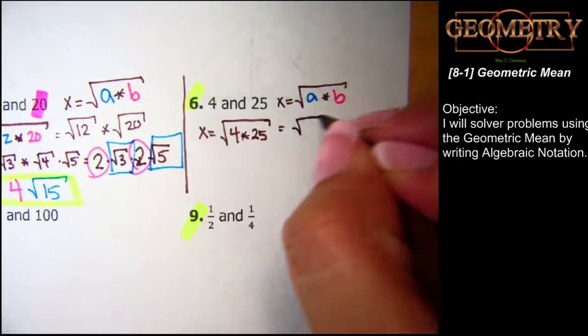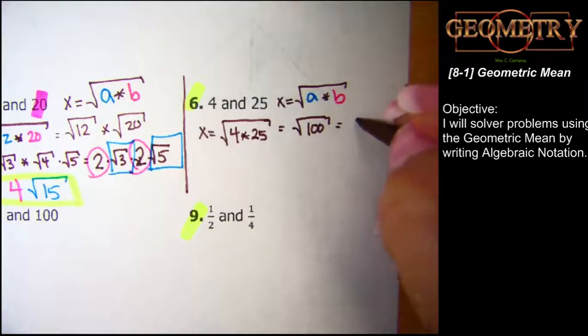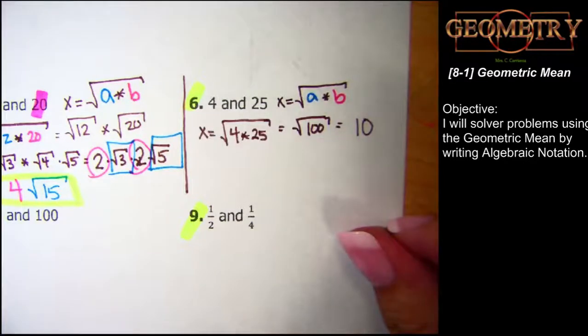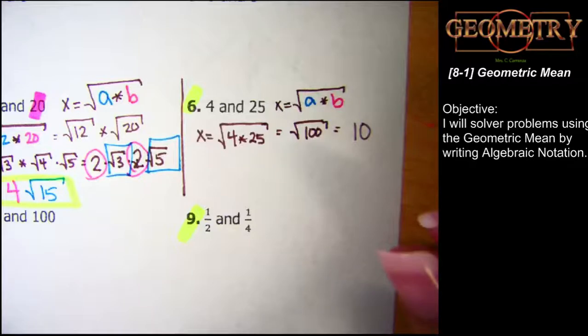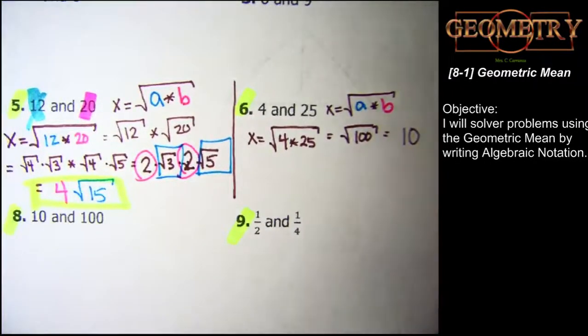All right, let's do it. And the square root of 100 is? 10. Did you want to see it the other way? No, ma'am, this is easier. At the end of the day, pick the one that will work best for you in the moment. Okay?